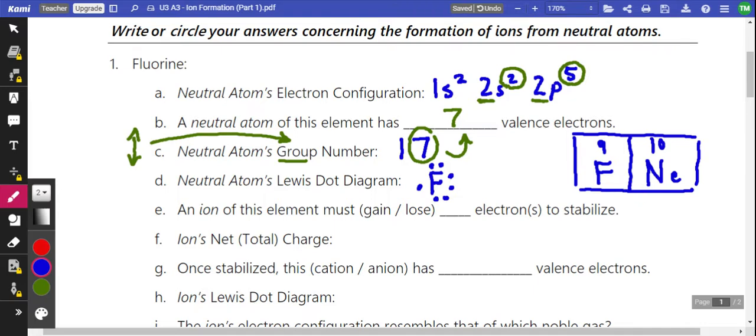So if fluorine wanted to have an electron configuration like neon, well, neon ends in 2p6. Neon's electron configuration is 1s2, 2s2, 2p6. So if fluorine wanted to be just like that and have 2p6 where it ends instead of 2p5, it's missing an electron. If it wanted to mimic neon, to be like a noble gas and have that same electron configuration, it needs one more electron.